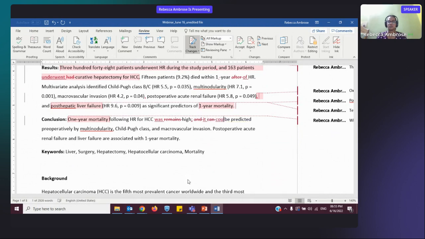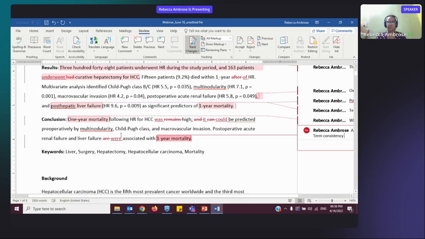It could be predicted pre-operatively by multinodularity, child patlas, and macrovascular invasion. Post-operative acute renal failure and liver failure were associated with 1 year mortality. Again, term consistency issues over here.